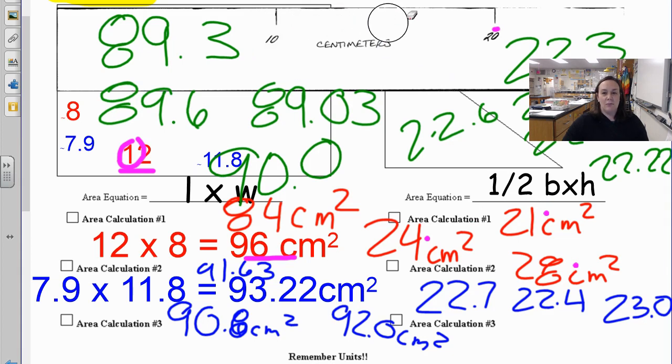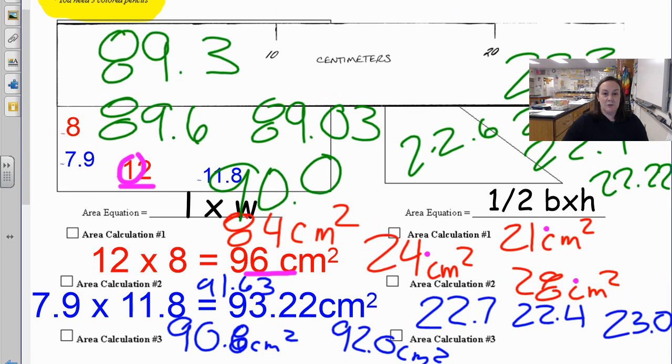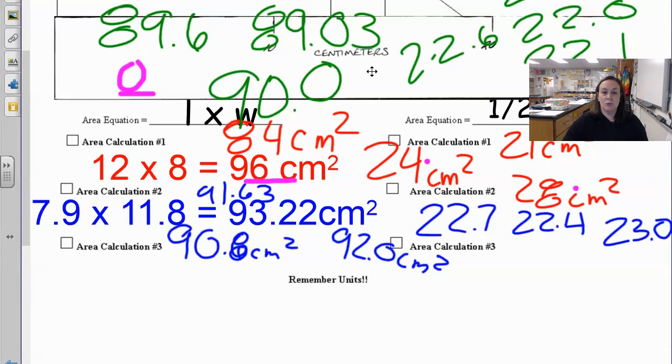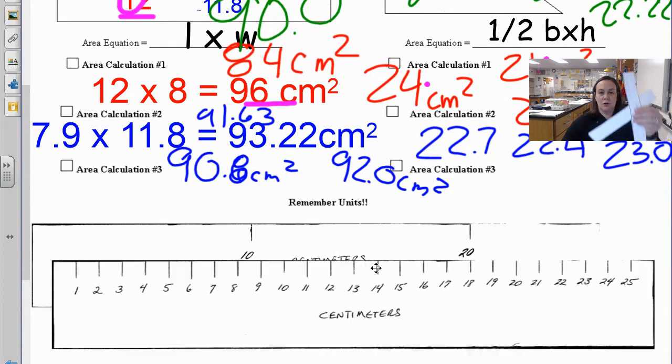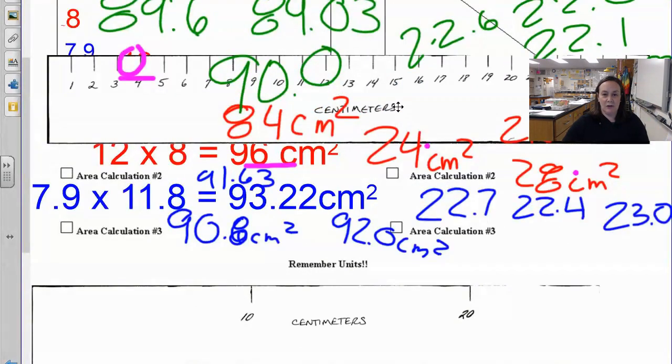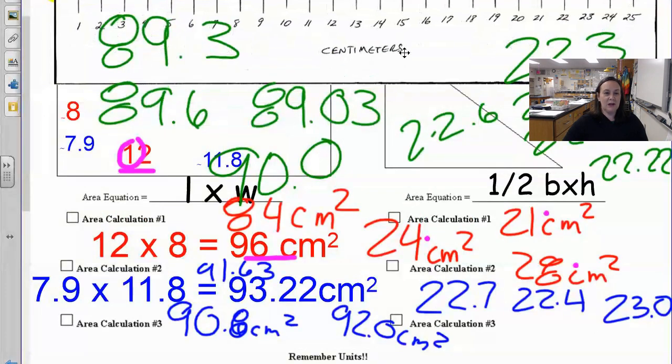So we said, okay, maybe we can get better data if we use a more precise ruler. So we grabbed another ruler, and this ruler, if you have the packet, is the other one we cut out. And you're more than welcome to do this if you would like.